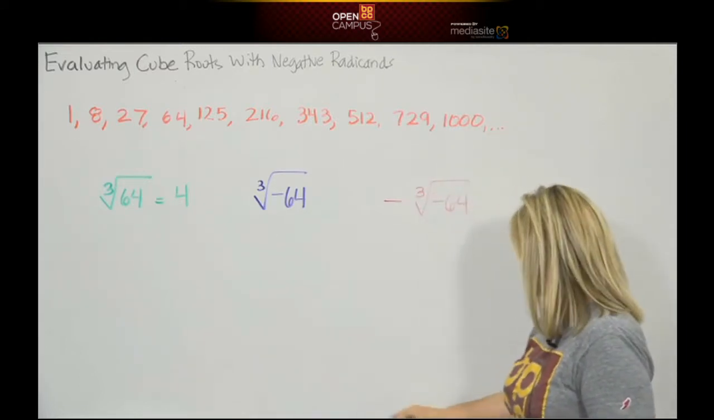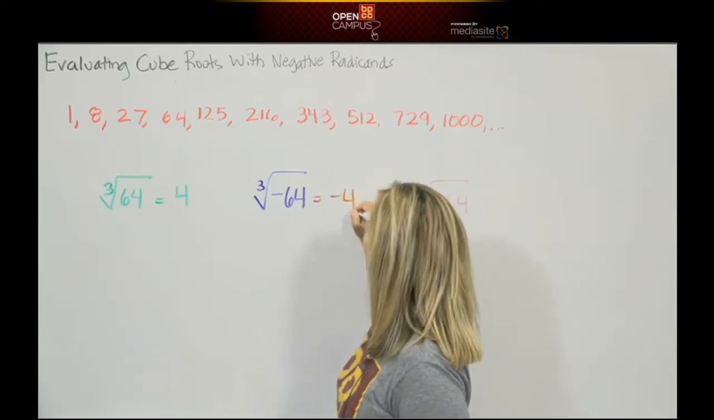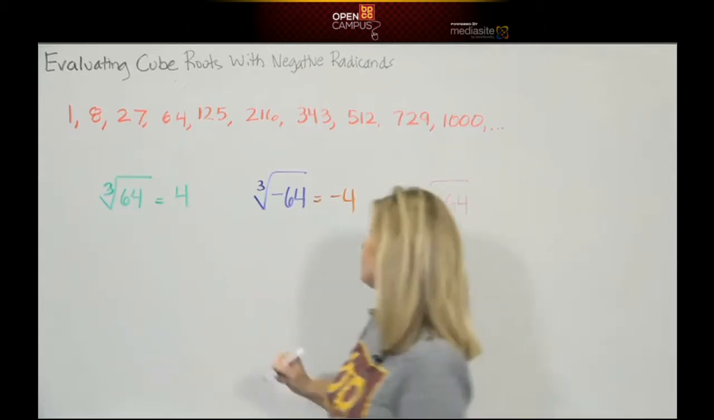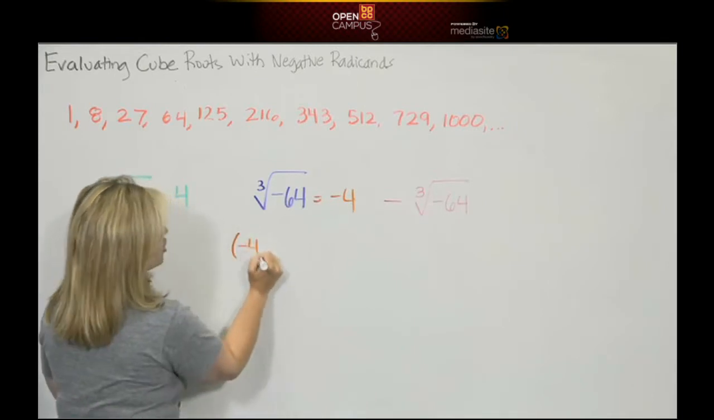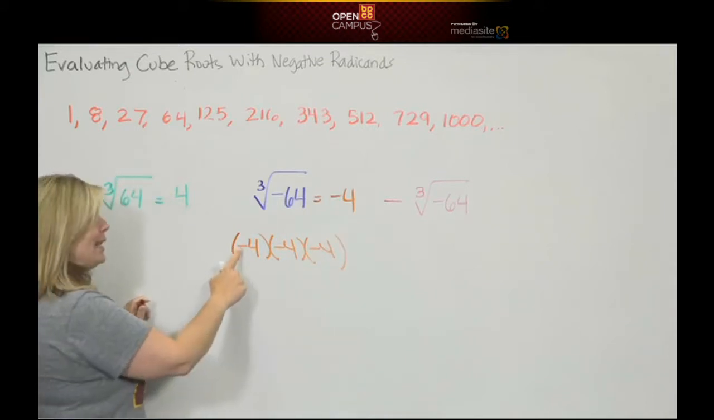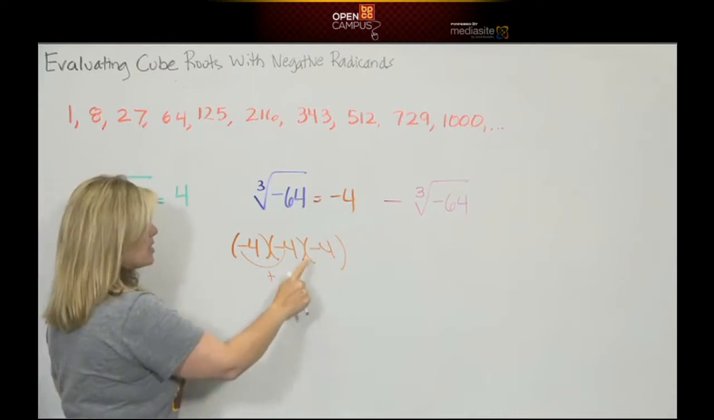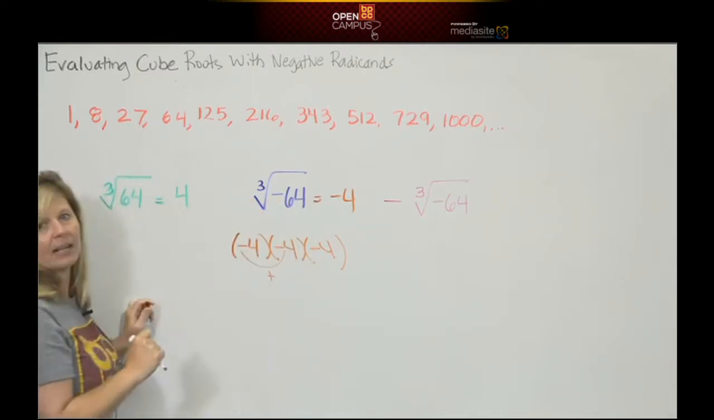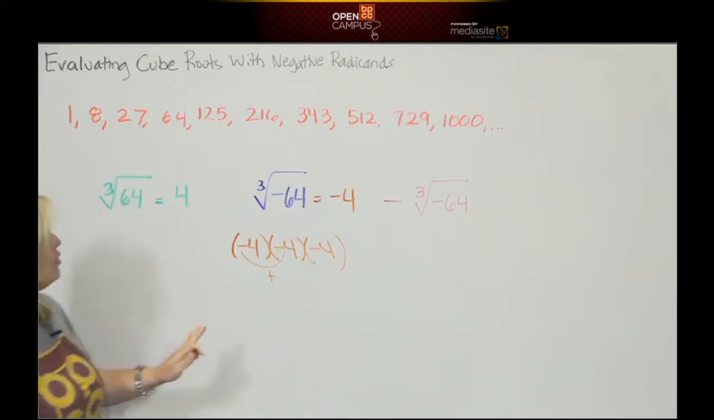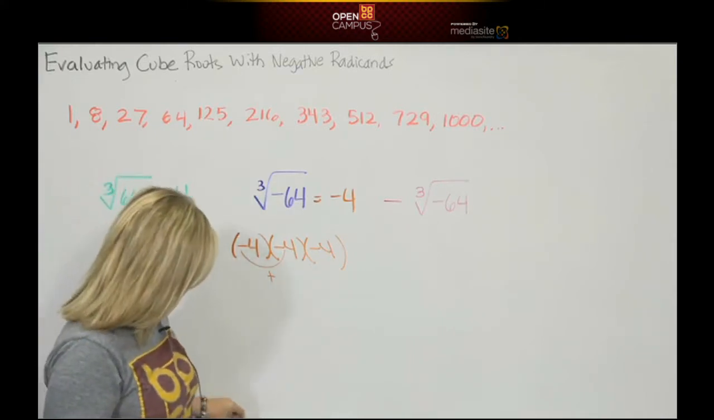Well, if 4 times 4 times 4 was positive 64, then negative 4 times negative 4 times negative 4 would give us negative 64. If you don't believe me, I'll show you by writing it 3 times. We know a negative times a negative makes a positive. We know a positive times a negative would make the negative. And we know 4 3 times would give us 64. So you can do a cube root of a negative radicand. Everybody's good with that? All right.